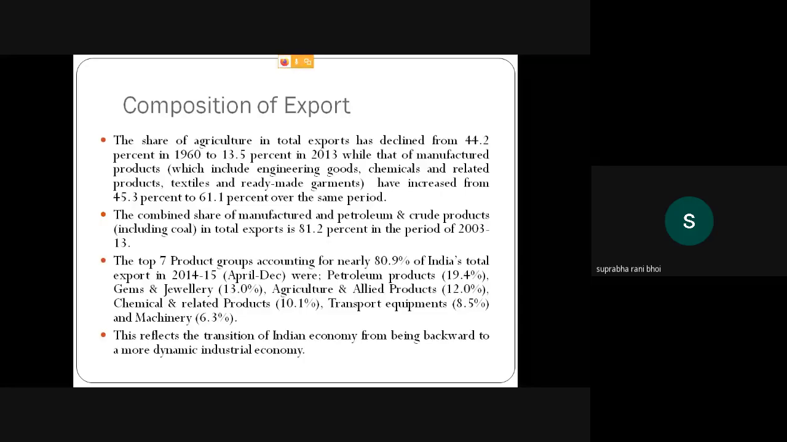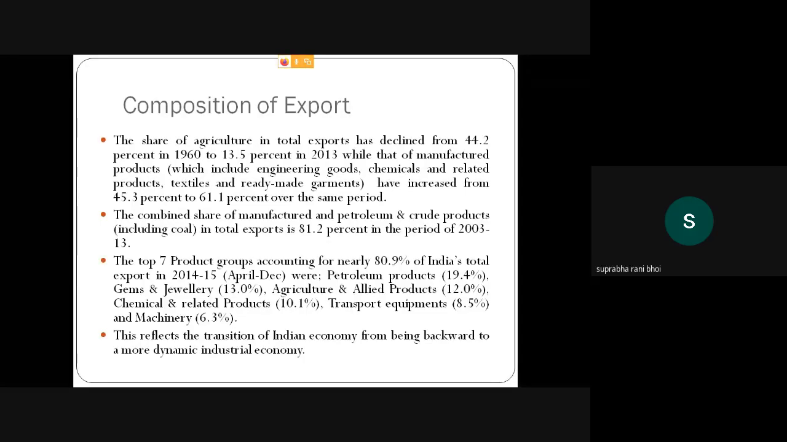India is also exporting chemical and related products. India is exporting transport equipment and some amount of machinery. All this composition of export of India clearly reflects that there is a structural transformation of the Indian economy.